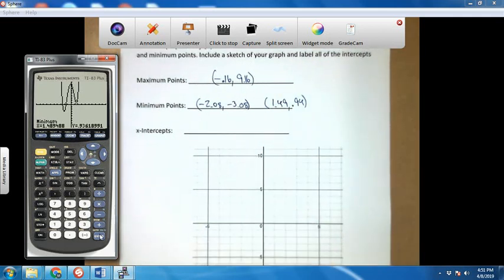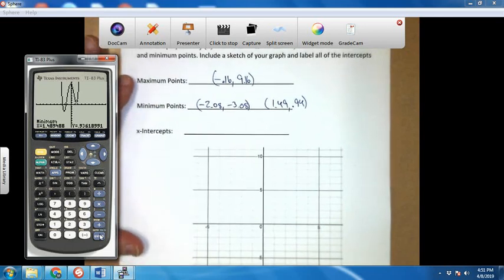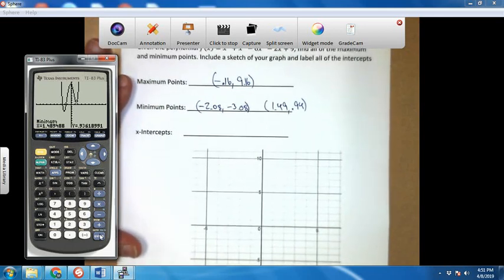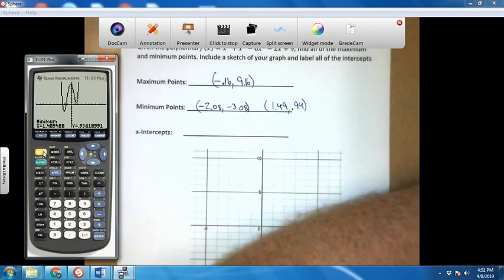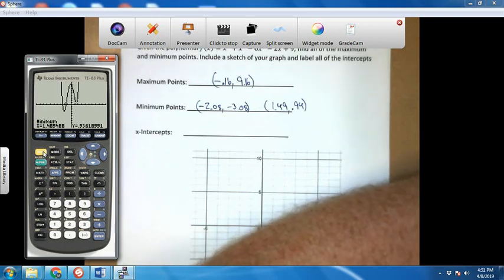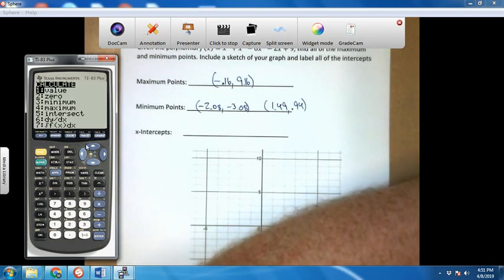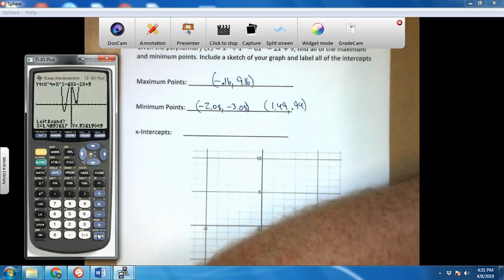Okay, so those are my maximum points and my minimum points. While I have the graph here, what I need to do is find these intercepts. I need to find those roots. Okay, remember, an x-intercept is also called a zero or a root. So I'm going to select number 2 for zero.